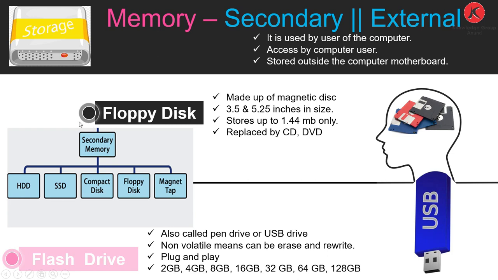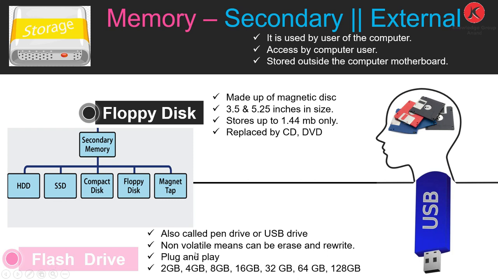In the market, no one uses the floppy disk, because it is made up of magnetic disk. It is 3.5 and 5.25 inches in size, and most important, it can store up to 1.44 MB only. So the floppy disk was replaced by CD and DVD, and right now CD and DVD are replaced by the flash drive, or we can say USB drive. USB means universal serial bus. It is also called a pen drive, USB drive or flash drive.